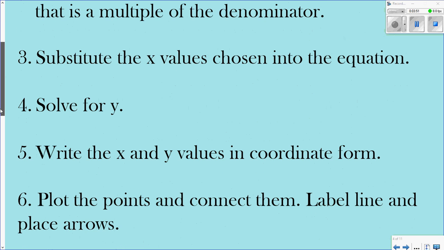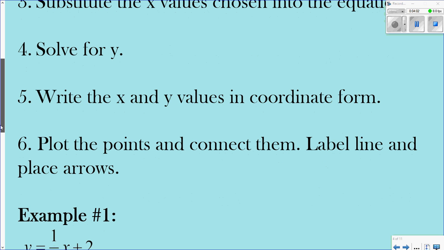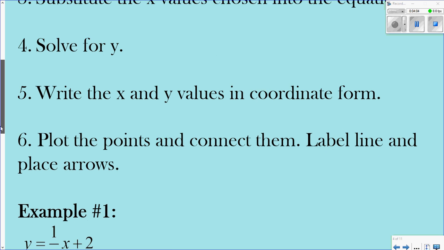And there's going to be a column where you write the x and the y values in coordinate form, because those are your points that you're going to plot on the graph. Then you plot your points and connect them, label your line, and place your arrows.